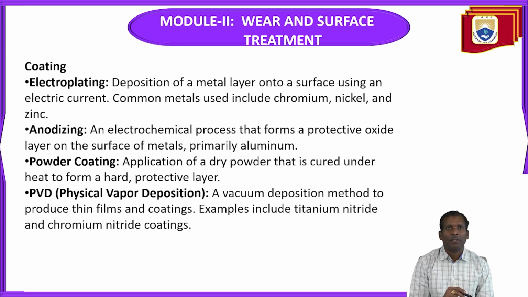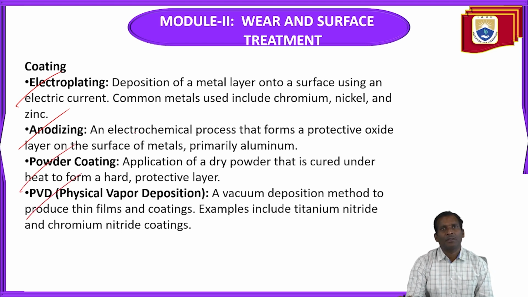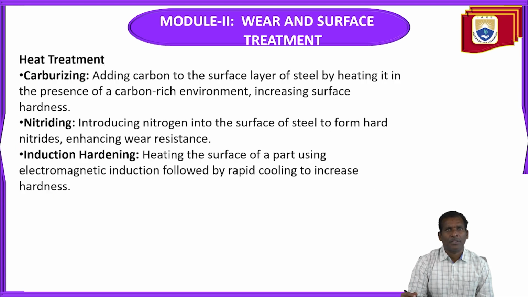The coatings are electroplating, anodizing, powder coating, and PVD, the physical vapor deposition. I have studied in theory what electroplating, anodizing, and powder coating are. Physical vapor deposition also you know. Examples include titanium nitride and chromium nitride coatings.